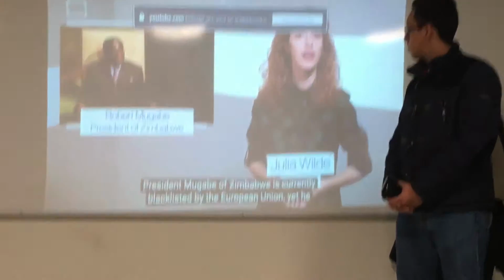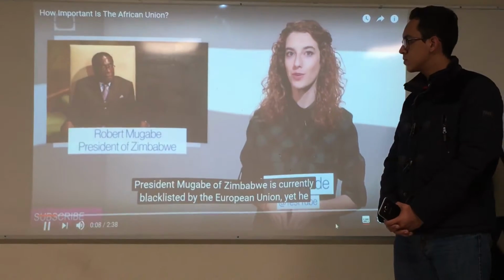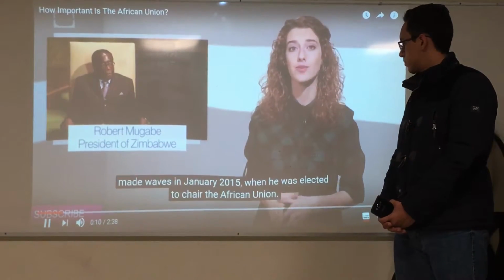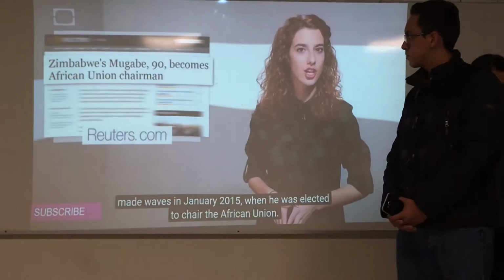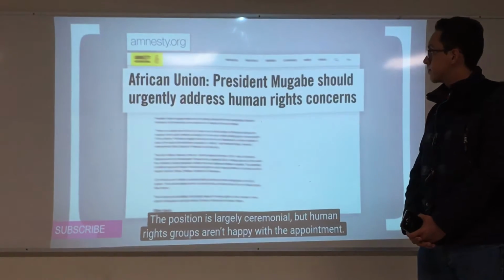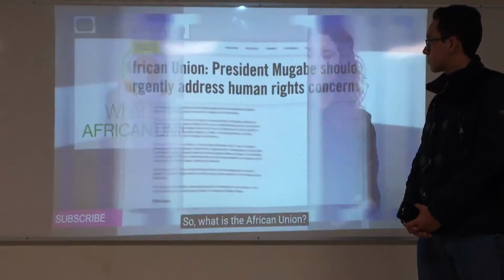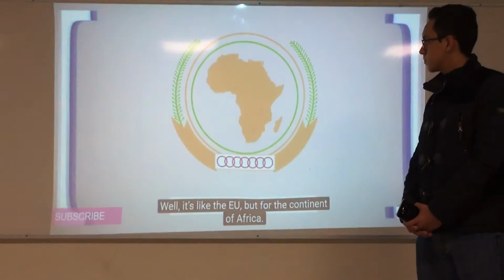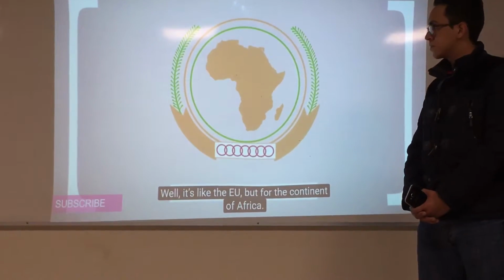President Mugabe of Zimbabwe is currently blacklisted by the European Union, yet he made waves in January 2015 when he was elected to chair the African Union. The position is largely ceremonial, but human rights groups aren't happy with the appointment. So what is the African Union? Well, it's like the EU, but for the continent of Africa.